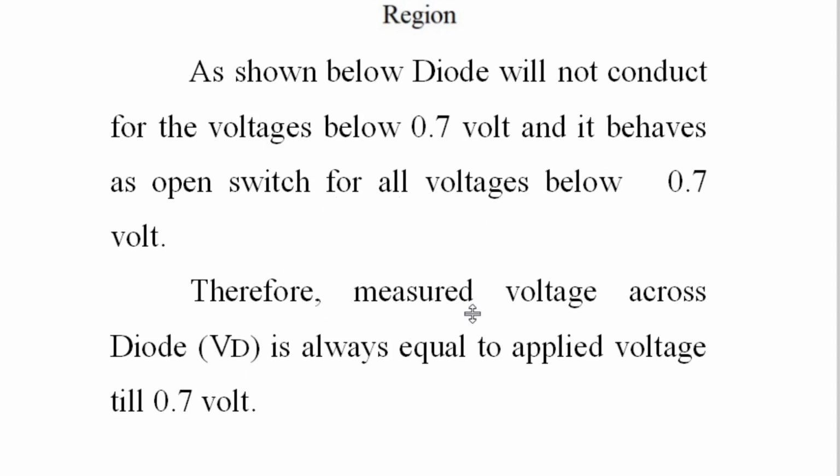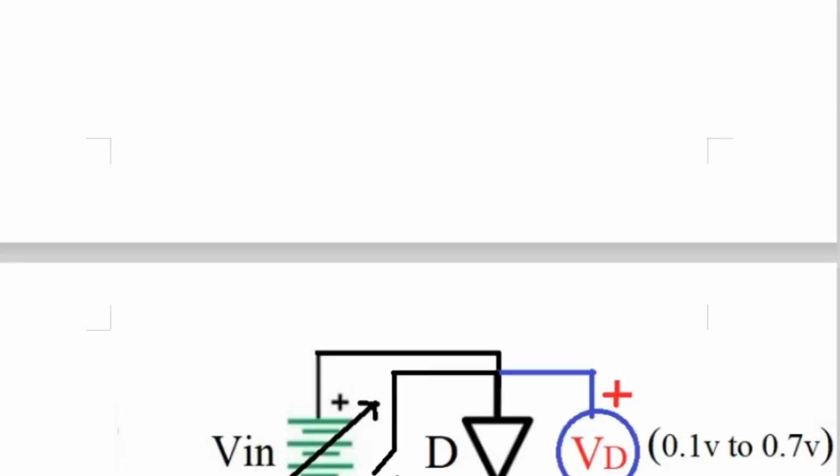And when we studied the measurement of voltage, when a switch is open and you apply any voltage to that open switch, 1 volt, 2 volt, 5 volt or 0.5 volt, the voltage across the switch will be equal to the applied voltage. Therefore here the measured voltage across the diode, which is behaving as an open switch, is always equal to the applied voltage till 0.7 volt, because till 0.7 volt only the diode behaves as an open switch, and that we will understand from the diagram.